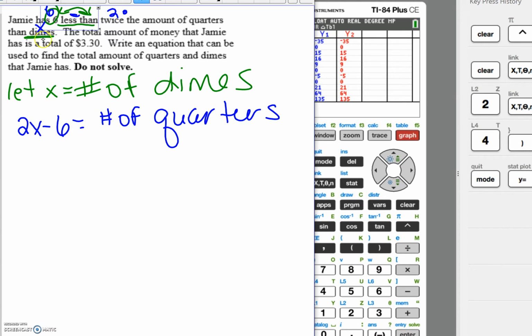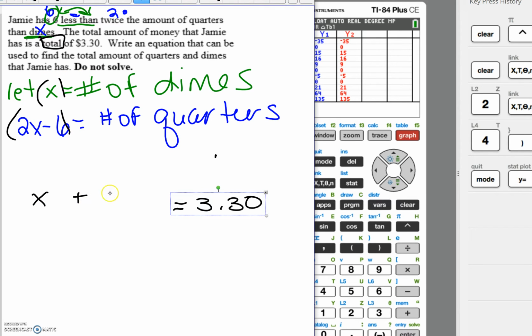So from here, we're going to set up the equation. The total amount of money that Jamie has is equal to $3.30. That $3.30 represents money, so we need to make sure we're putting a monetary value to that amount. So instead of saying x plus 2x minus 6, which just would be related to the number of dimes and quarters we have, we have to say that we're going to take x, which was dimes, and multiply it by how much a dime is worth. And then same thing for a quarter.